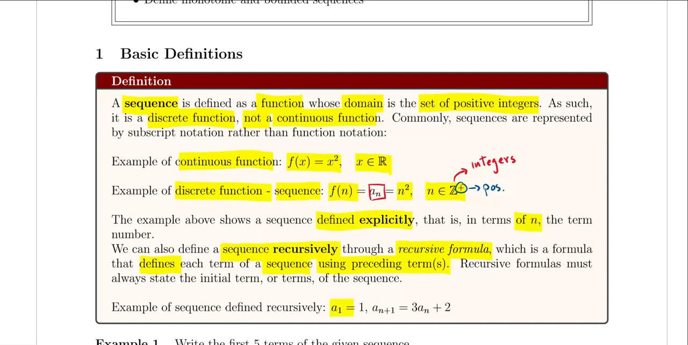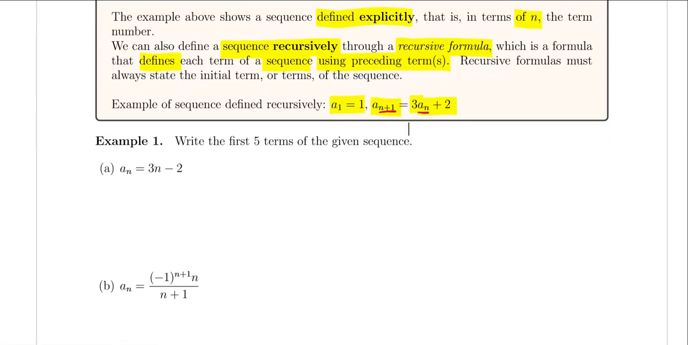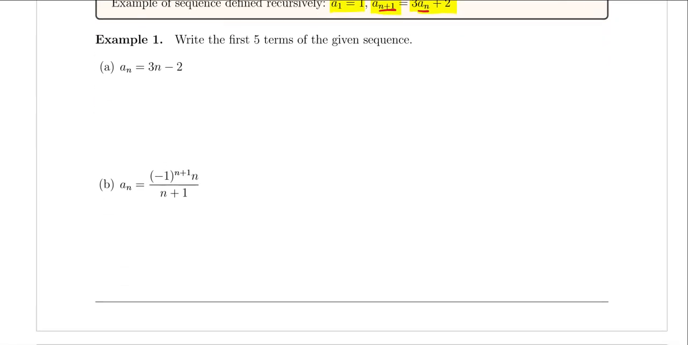So we have the initial term, a sub 1 equals 1, and now we have a sub n plus 1 equals 3 times a sub n plus 2. And this is important. We're defining a particular term in terms of the previous term. Now, to get familiarized with the notation that we're going to be using and the concept of sequences, let's take a look at a couple of examples here.